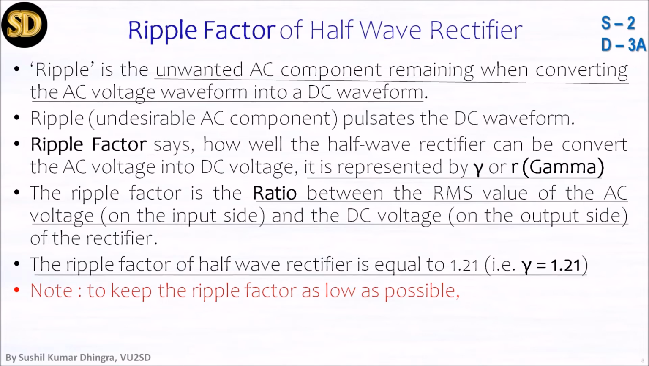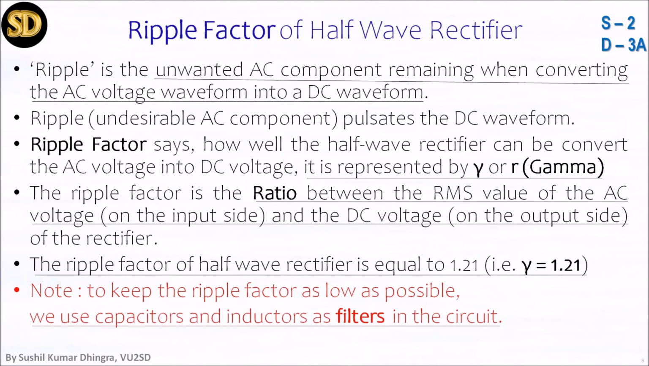Note, to keep the ripple factor as low as possible, we use capacitors and inductors as a filter in the circuit. Filter topics using LC, pi filter, T filter and others will be discussed some other time. I am keeping that on hold, not today, because it is very important. You have to understand the Q of the coil also.